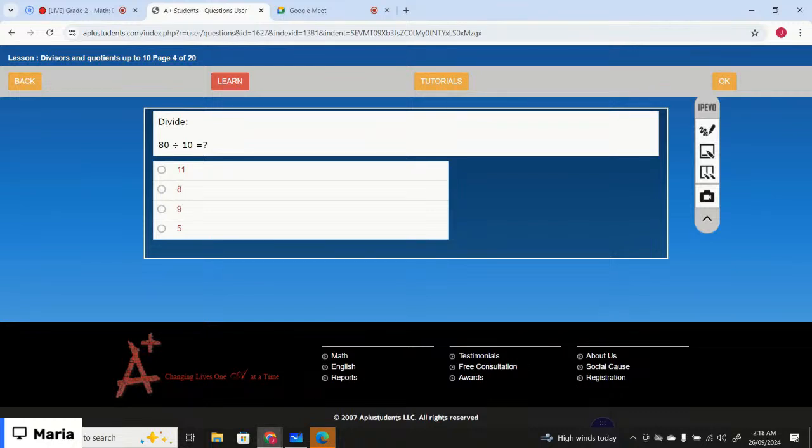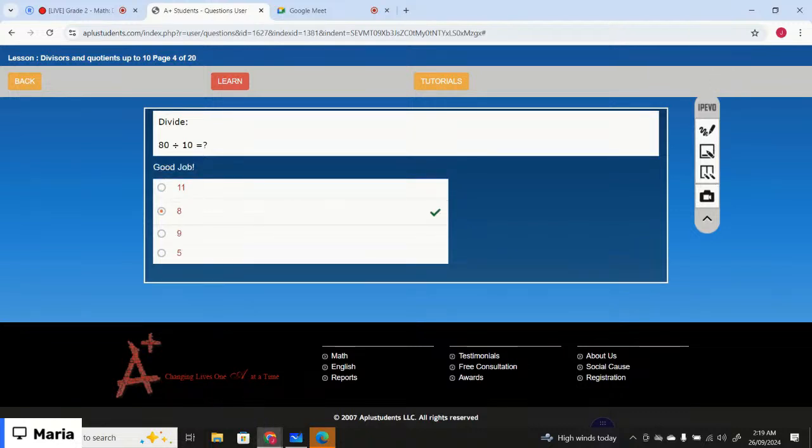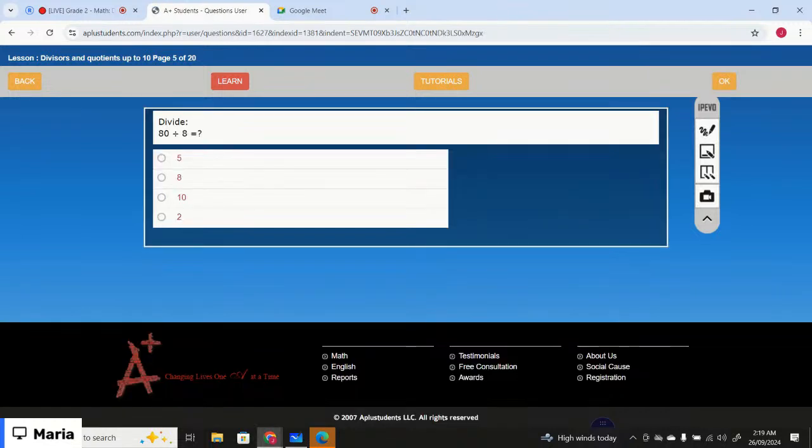80 divided by 10, which is the correct option? 10 times 8 is 80. So the correct option is 8. Option number 2 is the correct option. The next one is divide. 80 divided by 8, which is the correct option?